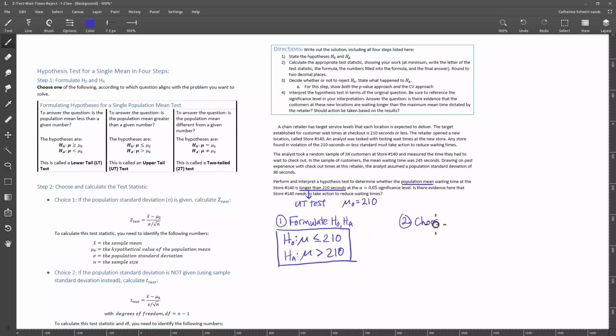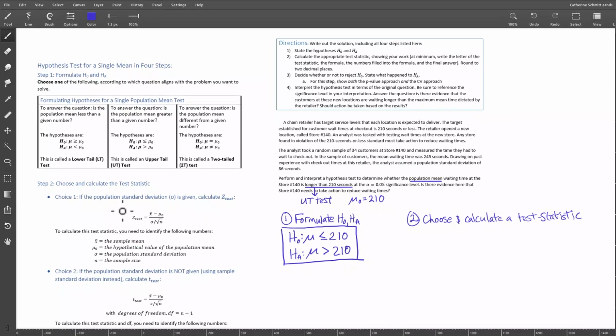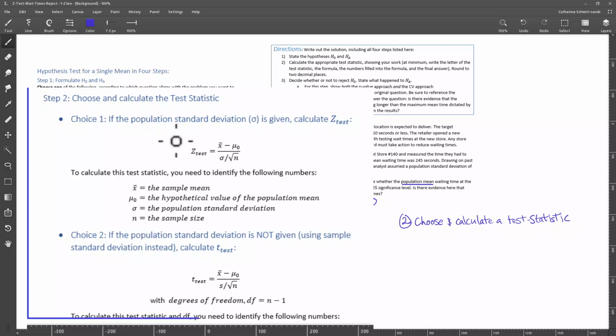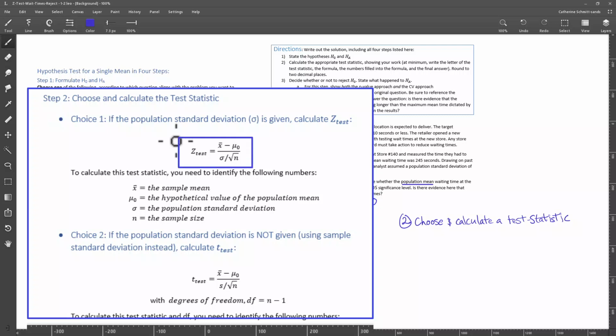Okay, now we are on to step 2, and step 2 is choose and calculate a test statistic. From our references, choice 1: if the population standard deviation sigma is given, calculate z-test. And z-test has the formula given here. Choice 2: if the population standard deviation is not given, using a sample standard deviation instead, calculate t-test. Okay, so that is how we choose.